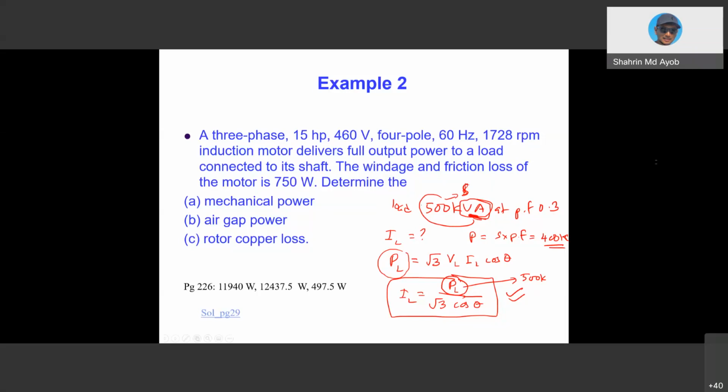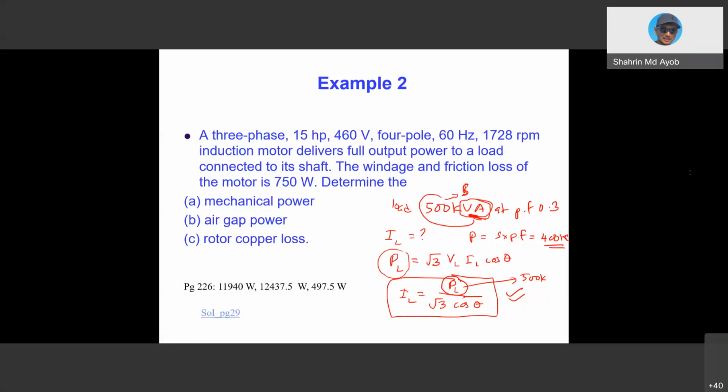Okay, for the final, chapter 4 stops at the equivalent circuit. Yes, until the equivalent circuit. That is what we have been told by our coordinator. So the final exam will be only theoretical, mostly on the equivalent circuit.